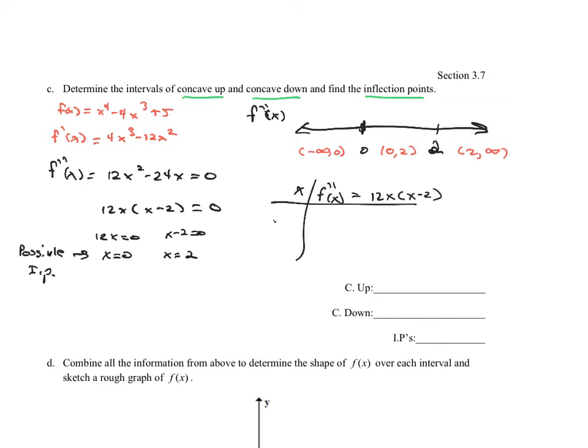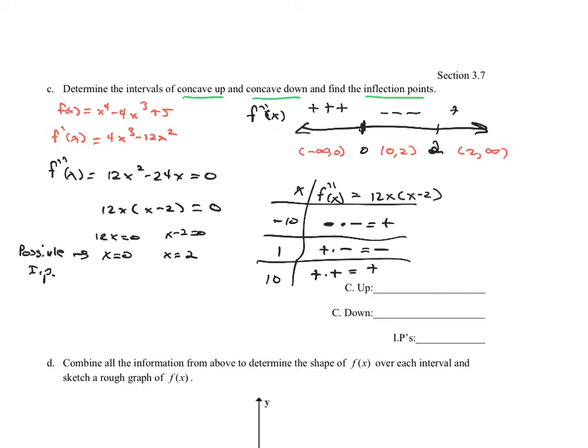I'll pick one in the first interval. How about negative 10? Second interval, how about 1? Third interval, how about 10? If I plugged in negative 10, I'd have a negative times a negative, which is positive. If I plugged in 1, I'd have a positive times a negative, which is negative. And if I plugged in 10, I'd have a positive times a positive, which is positive. I go back to my number line. I have positive, negative, positive.